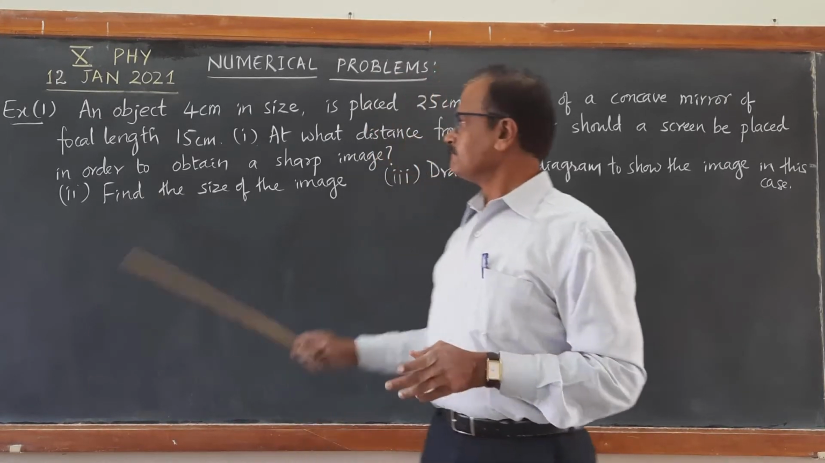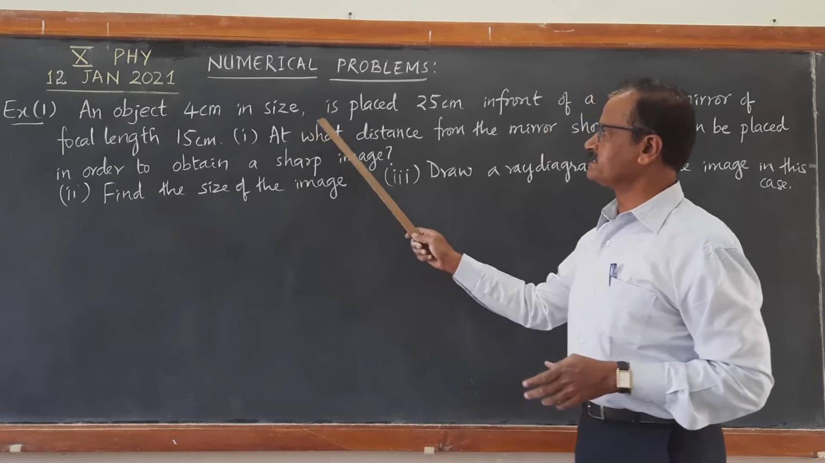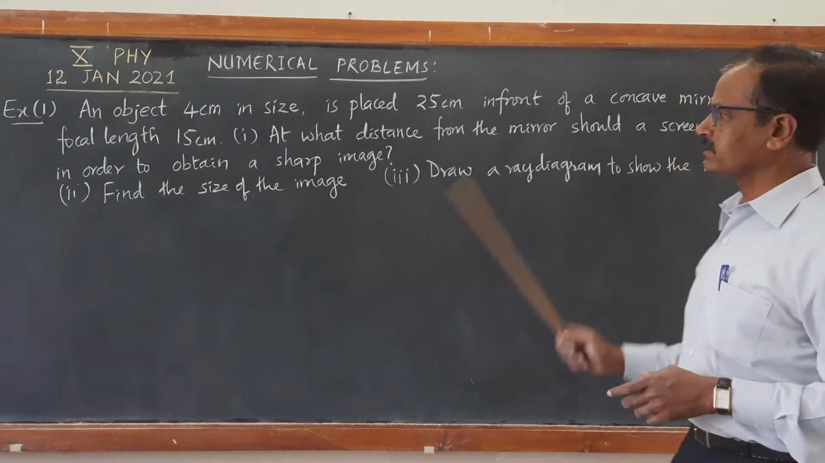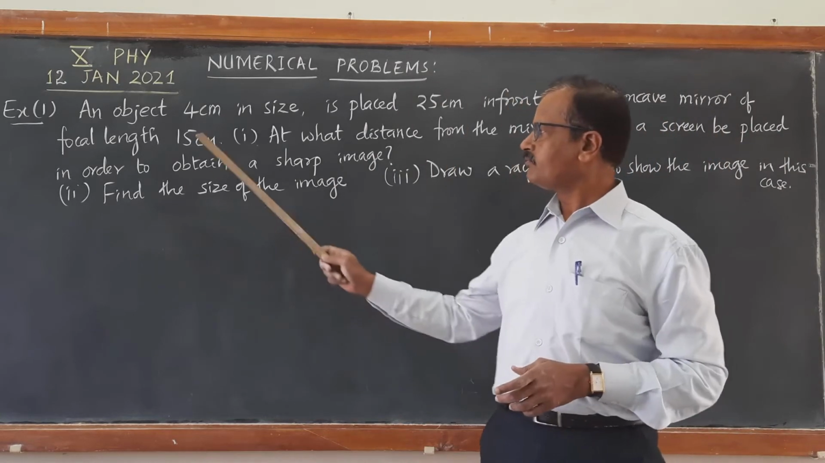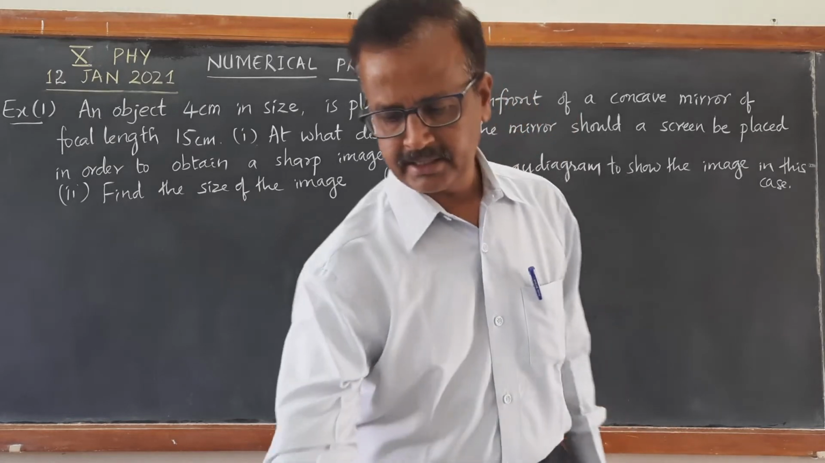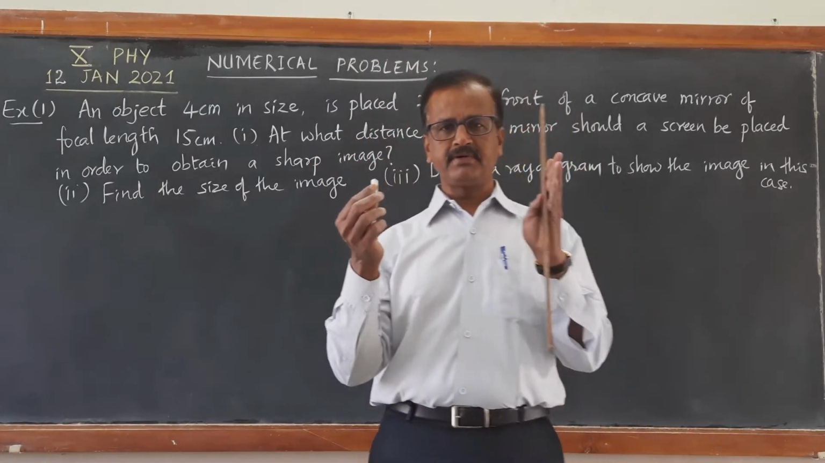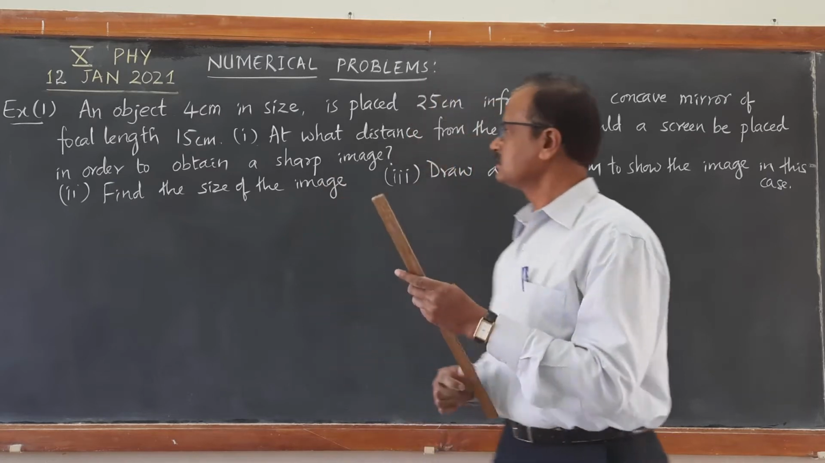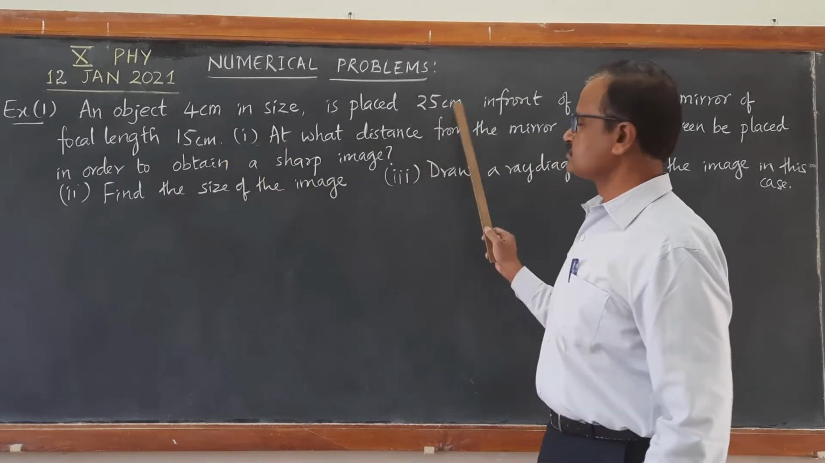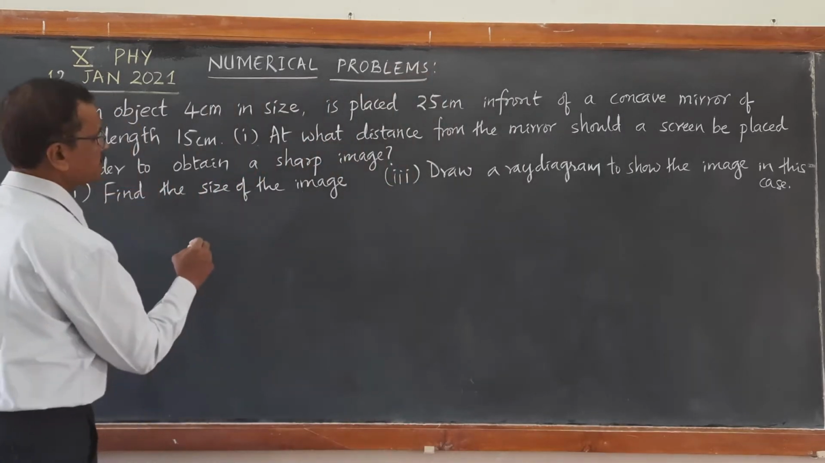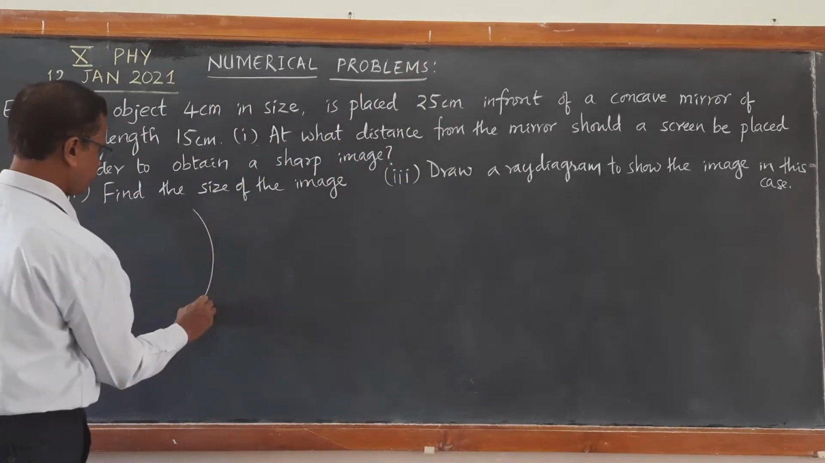An object 4 cm in size is placed at 25 cm in front of a concave mirror of focal length 15 cm. An object of 4 cm height is placed in front of a concave mirror whose focal length is 15 cm. It is placed at a distance of 25 cm. This is a concave mirror.